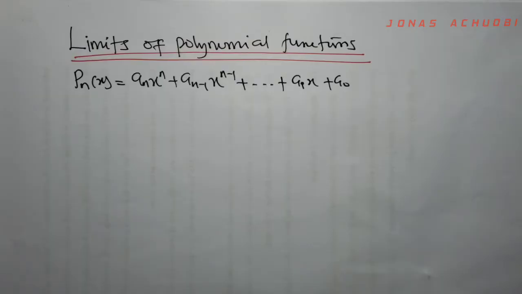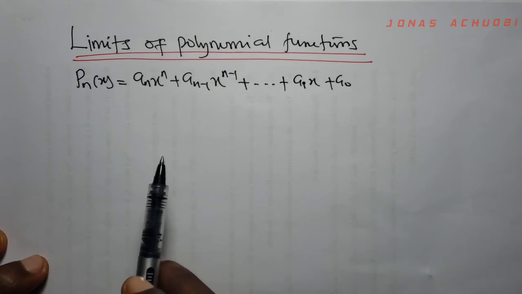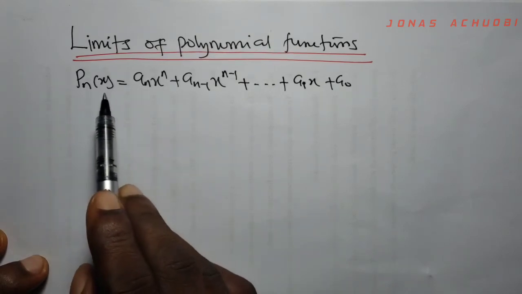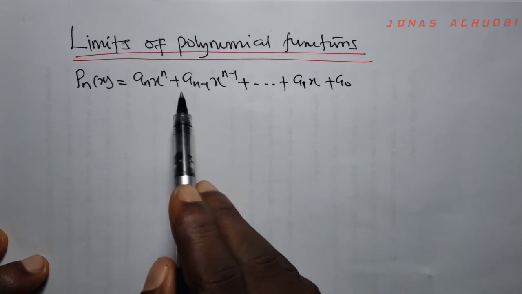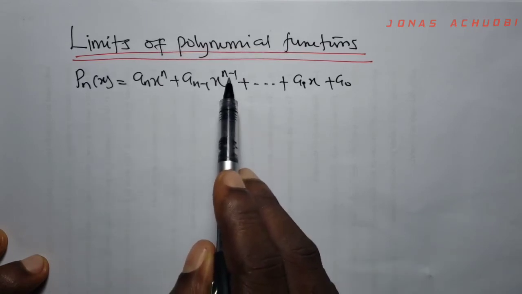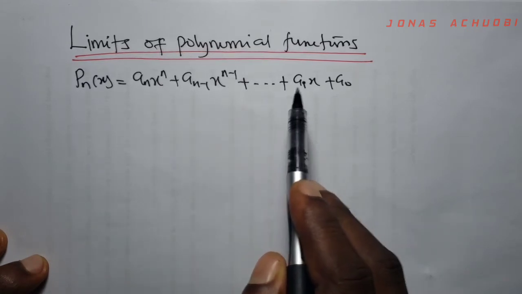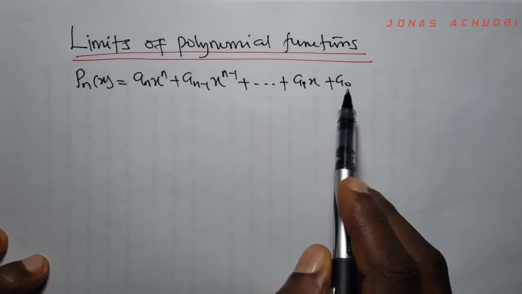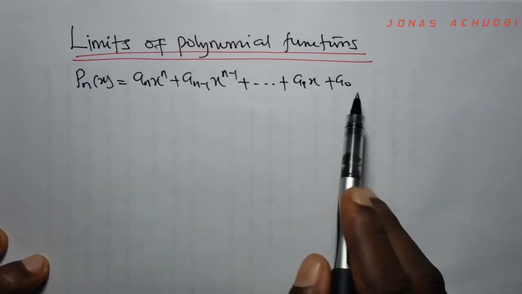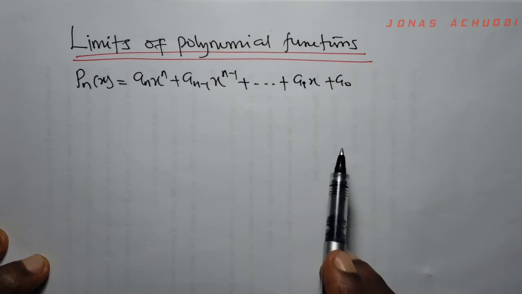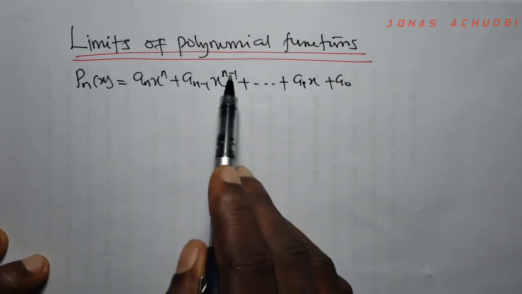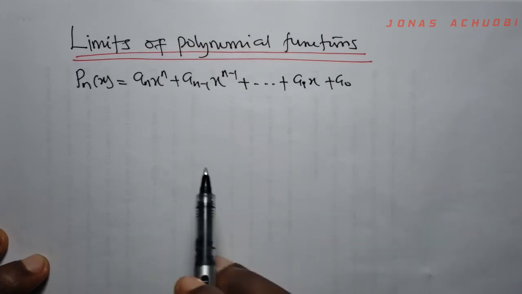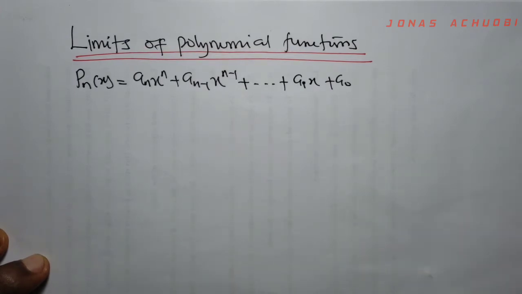Polynomial functions. Recall that Pn(x) = an x^n + a(n-1) x^(n-1) + and so on, to a1 x + a0, is said to be a polynomial of degree n if all the exponents are non-negative, and of course they are also not fractions.